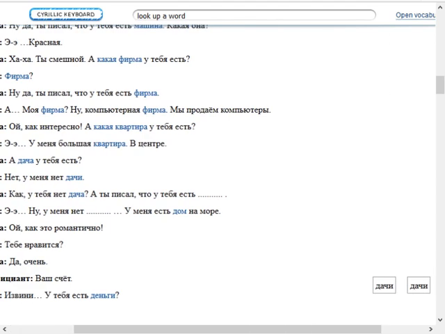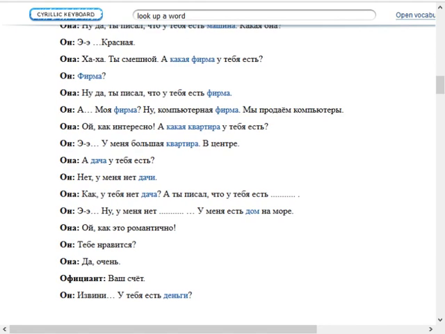Okay, what am I doing wrong? Because sometimes it's dacha and sometimes it's dachi, and I got that mixed up. So let me quickly check. What am I missing here? Okay, let's start from the beginning.